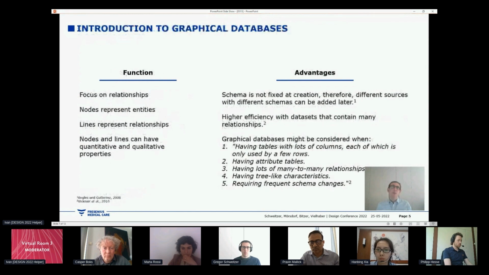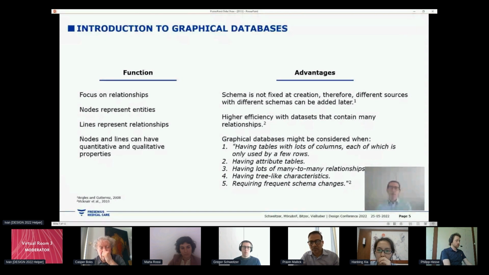Why do we believe that graphical databases are suitable to address this? Well, they focus on the relationships between data and not on the data itself. They consist of nodes representing entities and lines representing the relationships between these entities. And both nodes and lines can have quantitative and qualitative properties. So in the end, it looks like a network consisting of nodes and lines, and all of these can have properties to traverse them more easily.